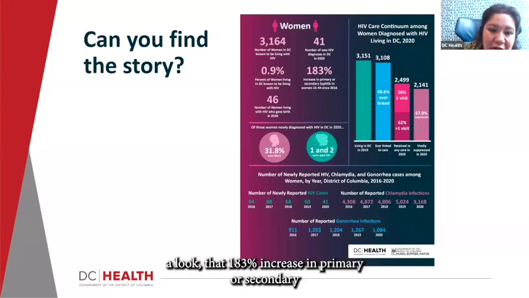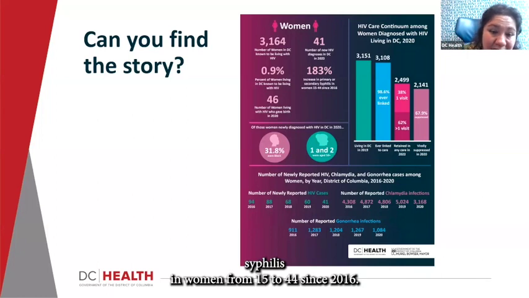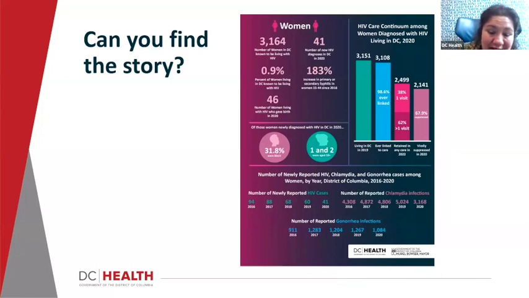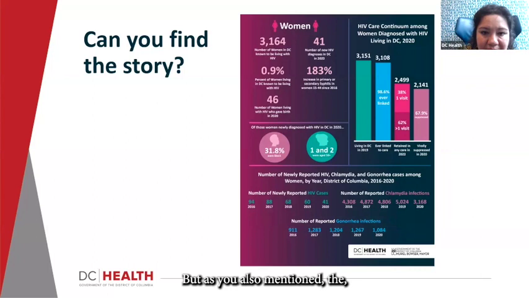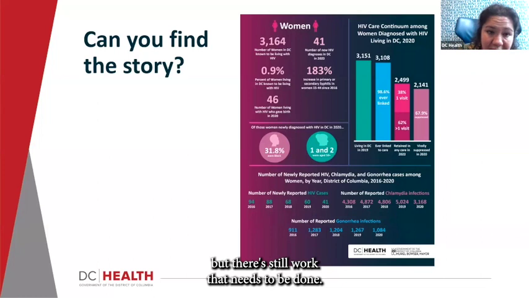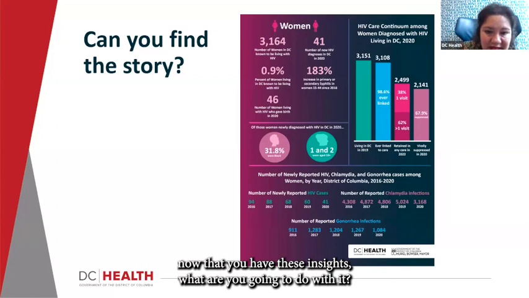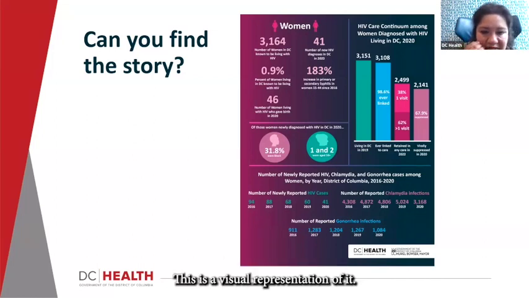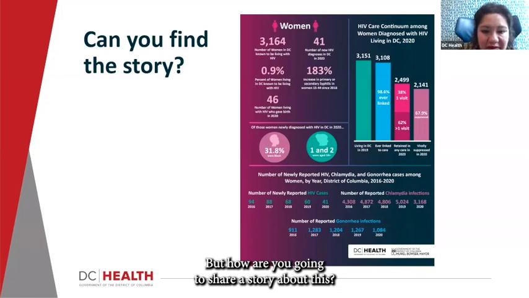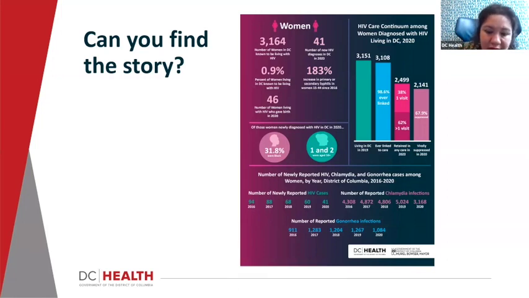So when you're taking a look, that 183% increase in primary or secondary syphilis in women from 15 to 44 since 2016, that's a big number. But as you also mentioned, the cases of HIV are going down, but there's still work that needs to be done. That's the story: once you have this data and these insights, what are you going to do with it? This is a visual representation of it, but how are you going to share a story about this? So I'm going to give you an example of crafting a story with data.